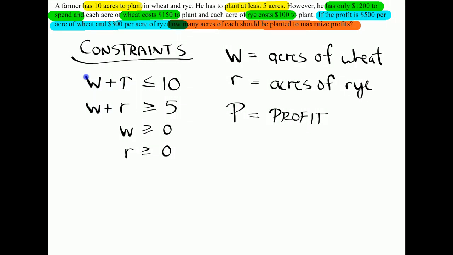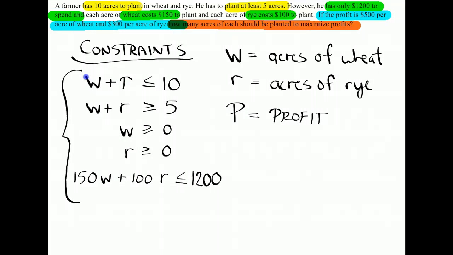There's one other thing the farmer is limited by, and that's the amount of money he can spend. He has a $1,200 budget, and for every acre of wheat he plants, it costs $150. So that means it's going to cost him 150 times W, plus $100 for every acre of rye, and that combination has to be less than or equal to $1,200. So he could spend all of it. All right, so that gives us all of our constraints, I believe.